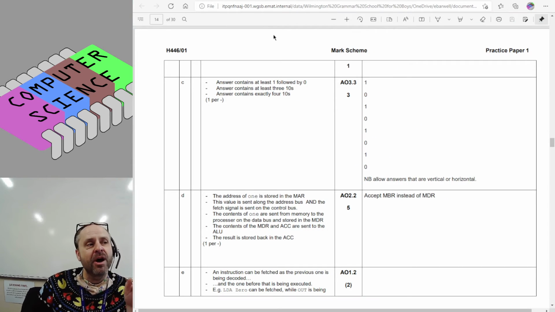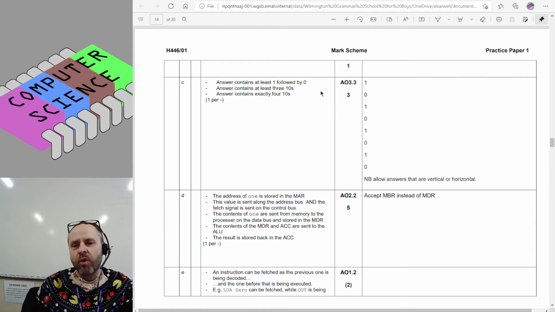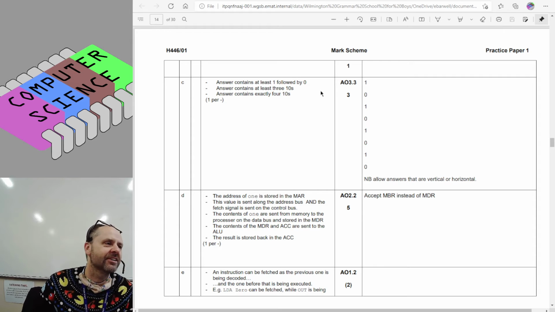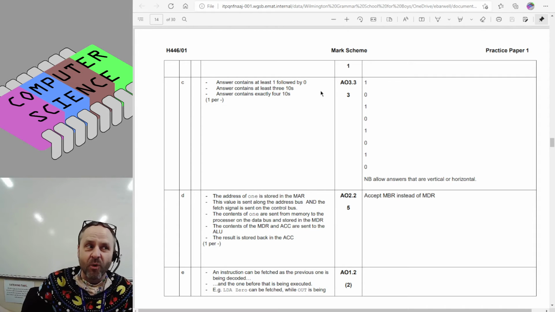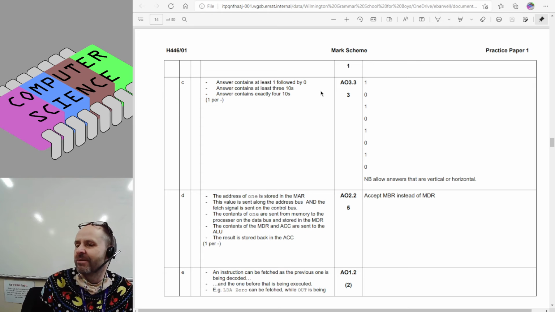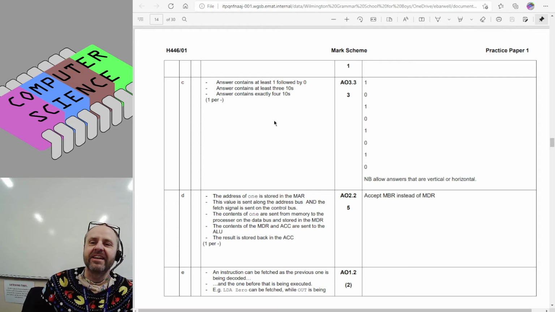Right, there were 3 marks for this question. This was the thing. Answer contains at least one 1 followed by a 0, 1 mark. So if you totally didn't know what you were doing, you just did the first 4 steps, you got 1 mark. So it's fair. Answer contains at least 3 1-0s. You got another mark. So if you didn't count the loop properly, you could get 2 of the 3 marks. And then if you got it exactly right, you got the 3rd mark.